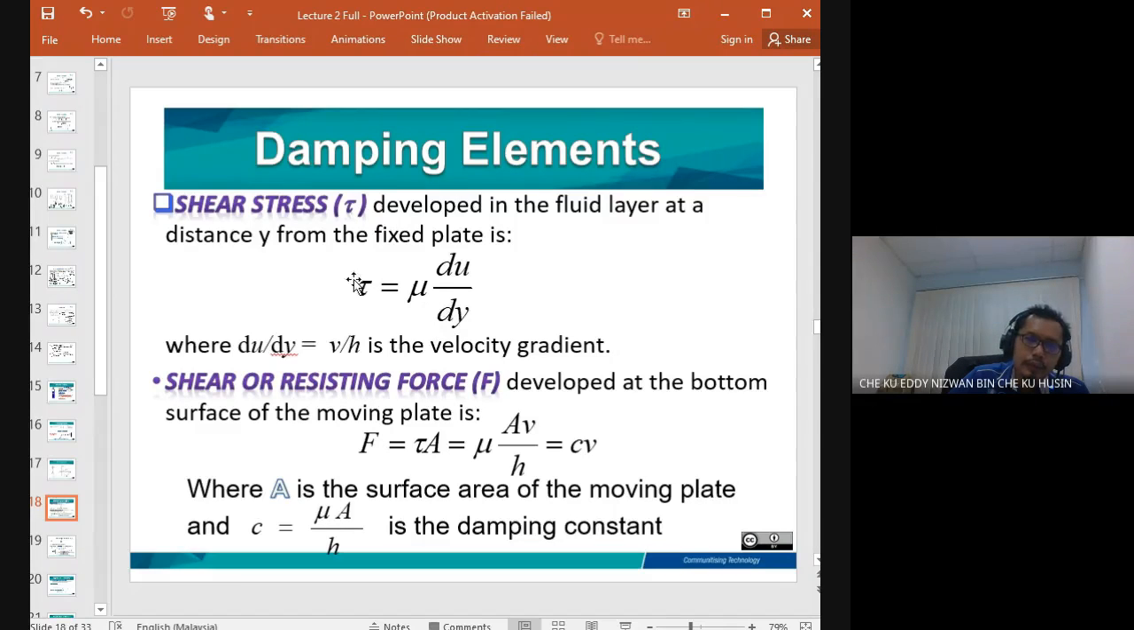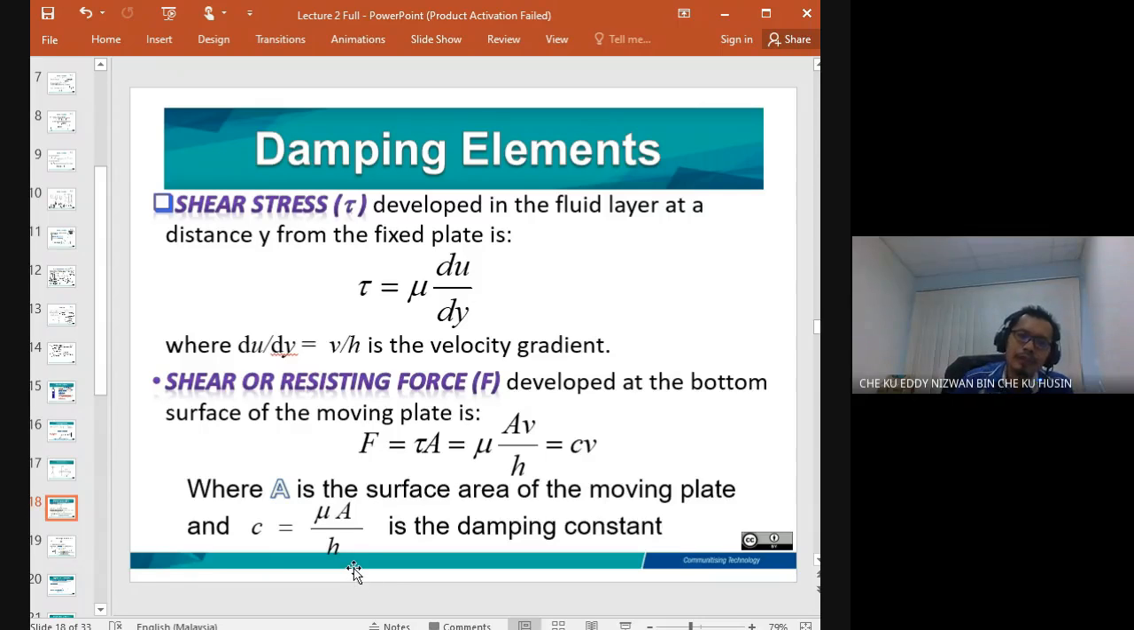The shear is related to mu, the property of the liquid, and then the velocity. And this is the force, and how we get the relationship: F equals C V. C is the damping constant. Okay, so don't worry about this equation.